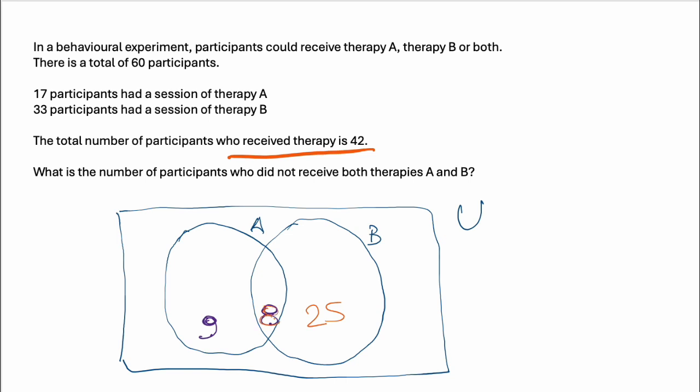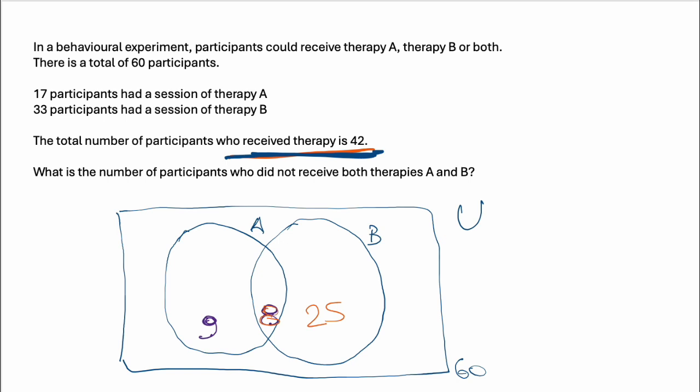Okay? So this 8 counts for the purple and this counts for the orange. Okay, what's the question? Well, the question is, oh, and I also know that I have 60 people in therapy in the experiment. So let's do this. 9 plus 8 is 17, plus 25, that's 42. Oh, good. This is exactly what I wanted.